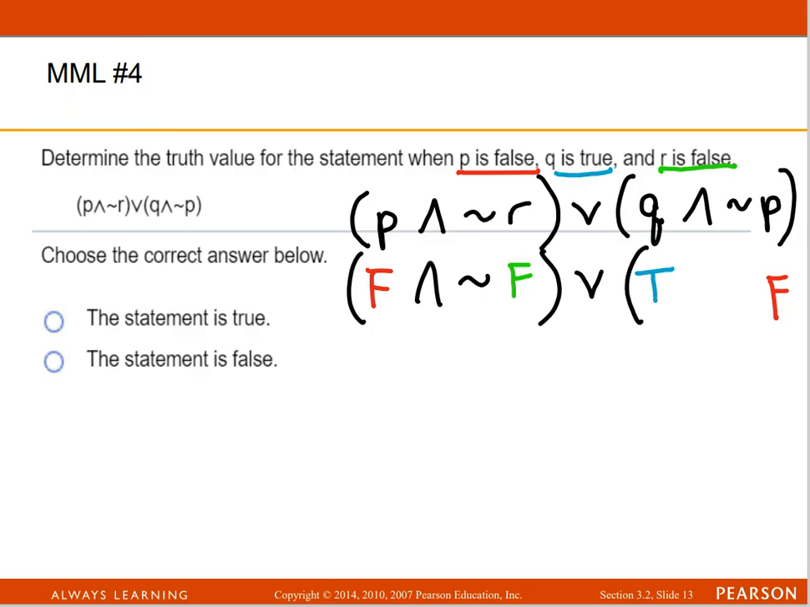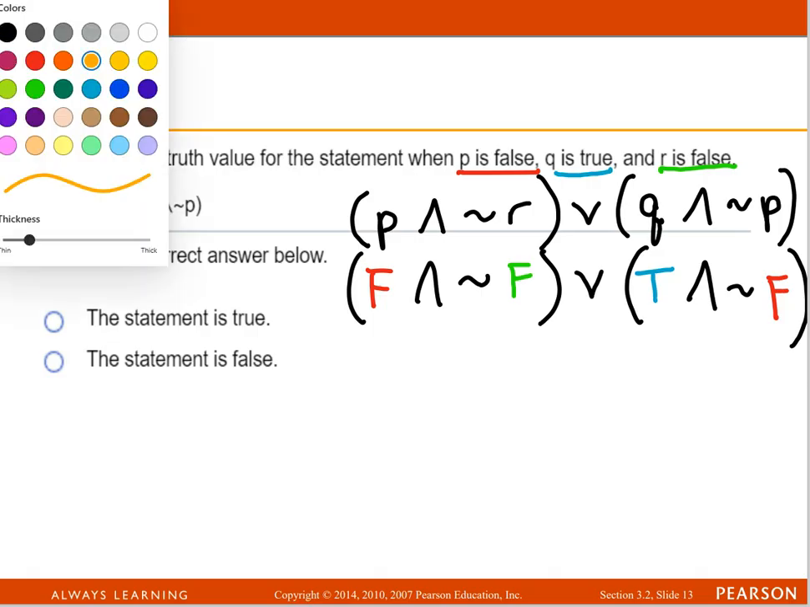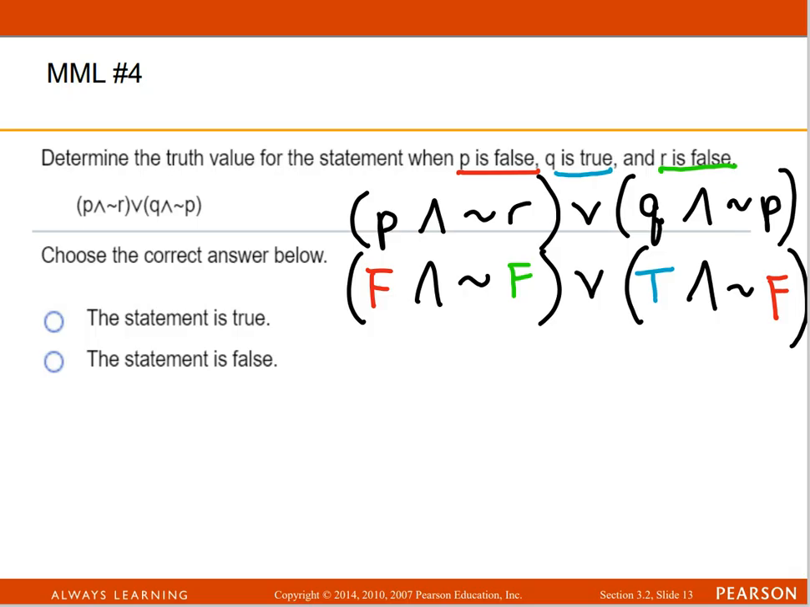Now this one has 2 sets of parentheses, so I'm going to work them at the same time. Inside the first set of parentheses you have an and and a negation. You need to do the negation first. And if you're not false, then you're true. Same thing over here. This is a not false. That means you're a true. Okay, go back.